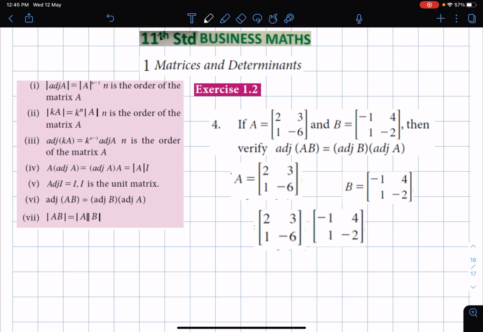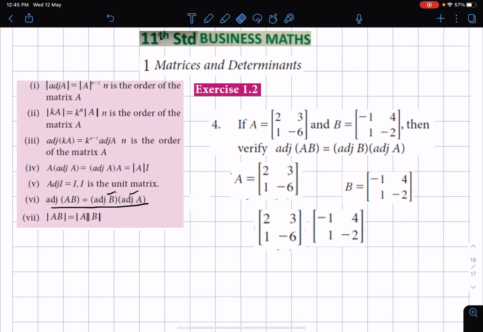Before going to the next concept, the inverse of matrices, we have seen adjoint A. How to find out adjoint of A. Using that adjoint, they have given some properties. One important property is the sixth property: adjoint AB equals adjoint B into adjoint A. We are going to verify that using the fourth sum in exercise 1.2.